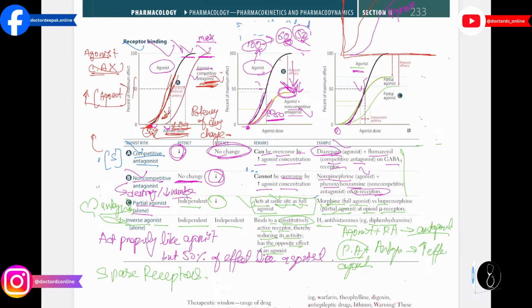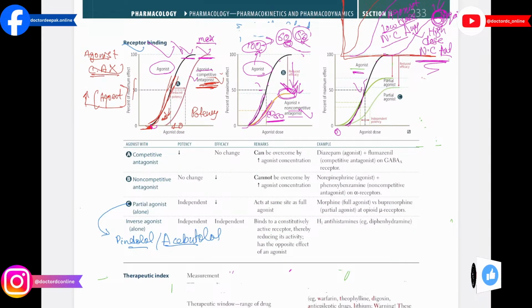Now I want to discuss a little bit about partial agonists, with some examples like pindolol and acebutolol. These are all antihypertensive drugs we were using in past times. They activate the beta receptor, but to a lesser degree than norepinephrine. If you know, norepinephrine is the full agonist and will give a maximum effect, but pindolol activates the beta receptor to a lesser degree.